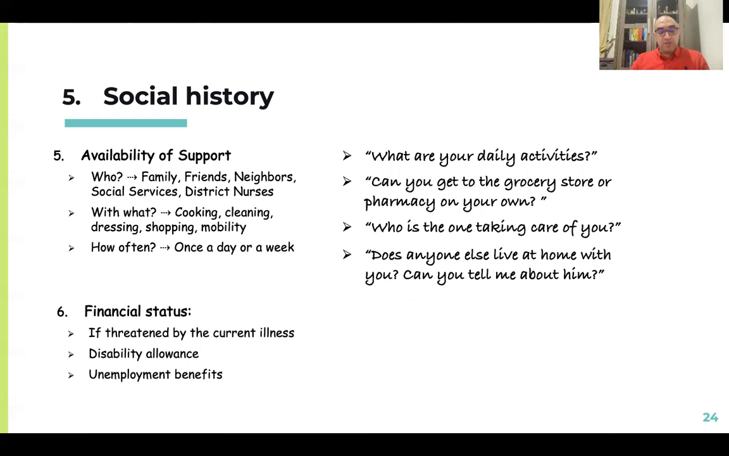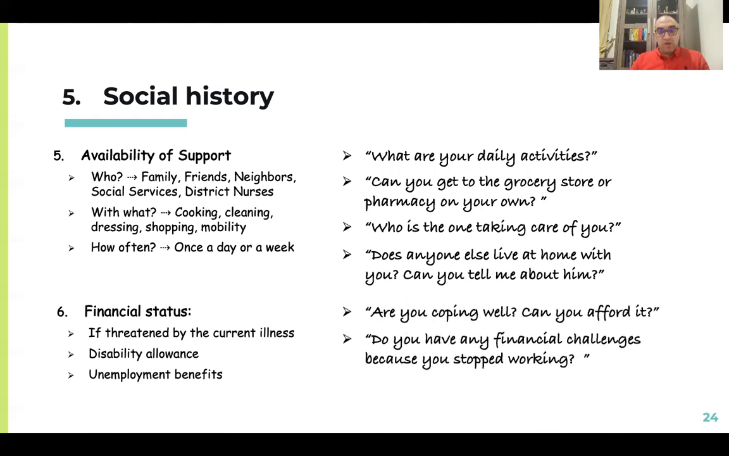Financial status. We need to clarify if the patient is threatened by the current illness, or does he need disability allowance or unemployment benefits? Are you coping well? Can you afford it? Do you have any financial challenges because you stopped working?